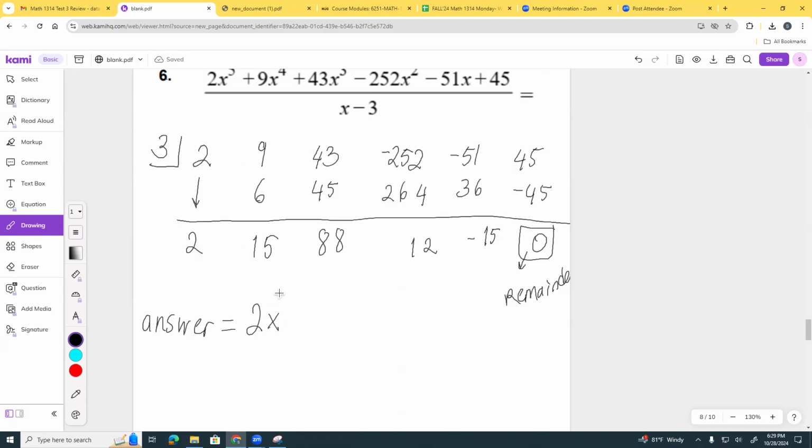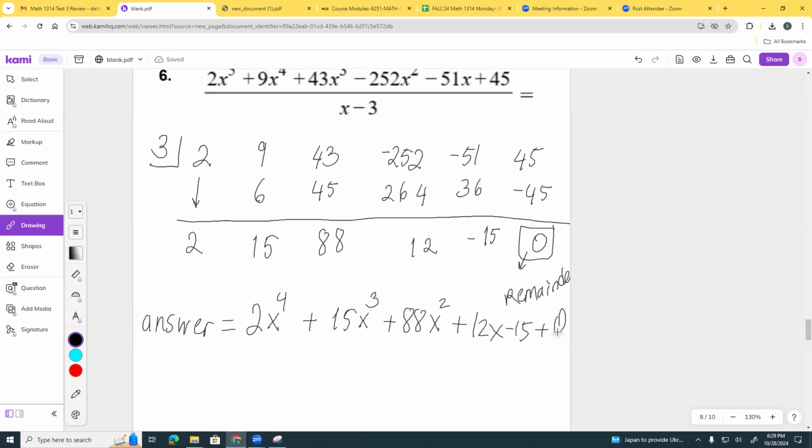2x to the 4th plus 15x to the 3rd plus 88x squared plus 12x minus 15 plus my 0. When it is 0, you don't have to write it, but on the test there's a remainder, so I want to go over this part with you.